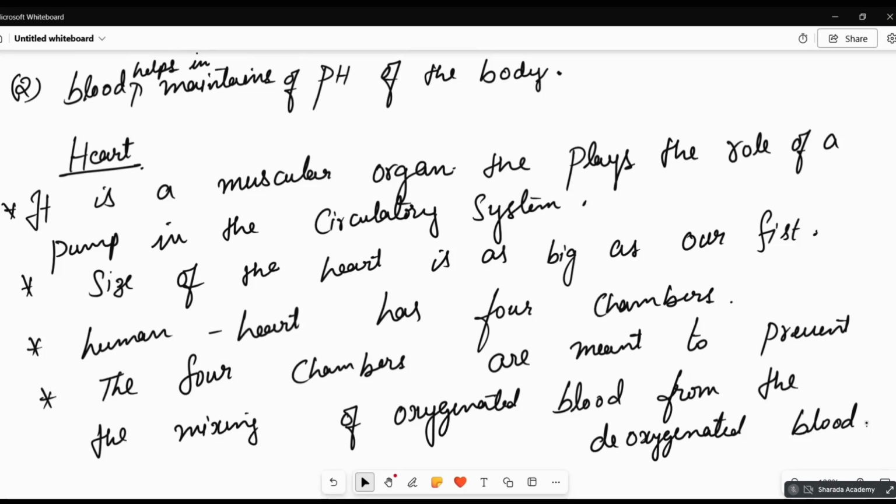And what are the 4 chambers we have in the heart? Upper chambers, lower chambers, right? In the upper chambers we have right atrium and left atrium. Then lower chambers, right ventricle and the left ventricle.